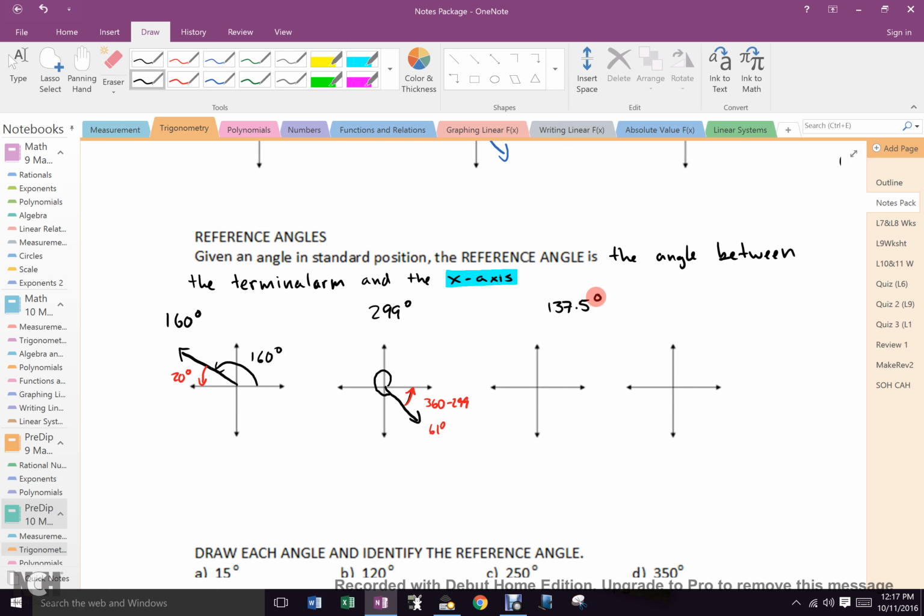Where would it be? Second quadrant. There's the 137.5. So what's the reference angle? 42.5. Yes? Why? 180 minus the 137.5. Is everybody good?